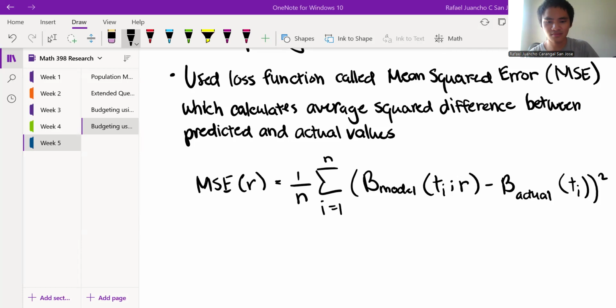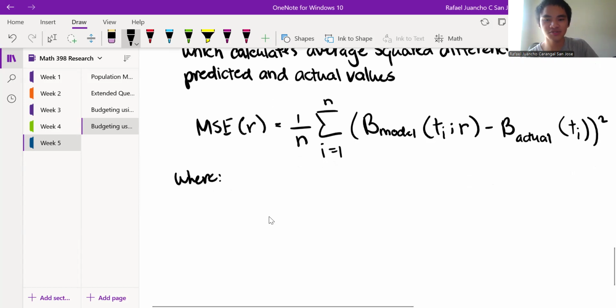So here are the descriptions of each of them before anyone gets confused. B sub actual is the recorded balance. So here's the actual balance.